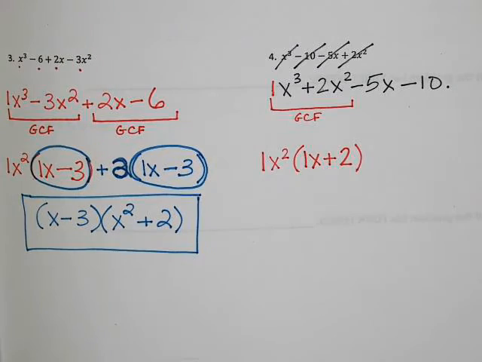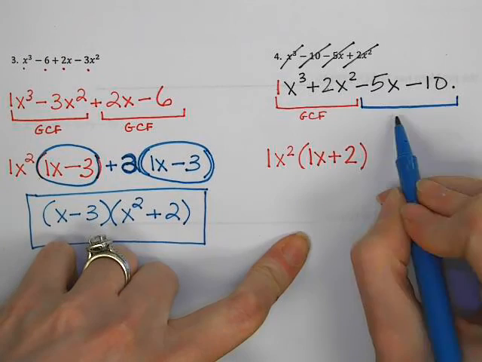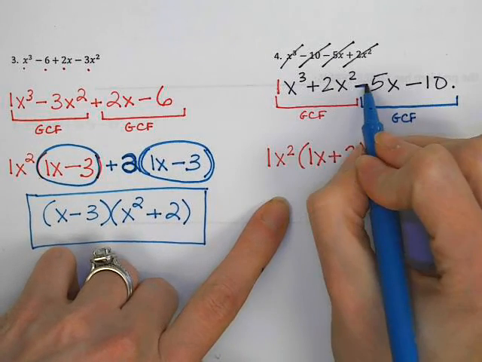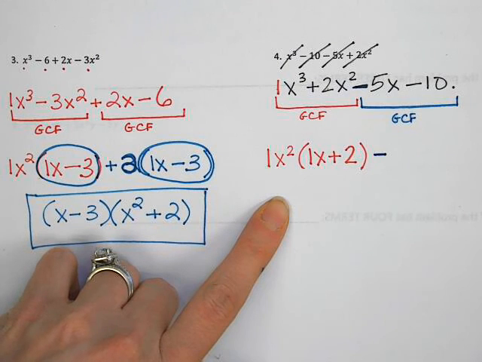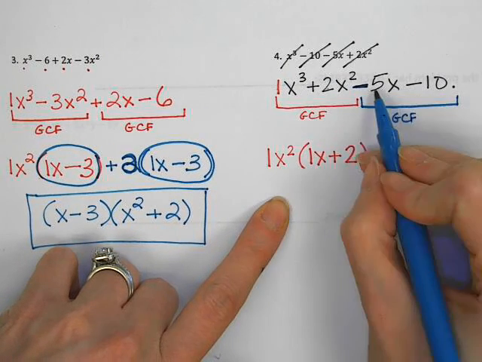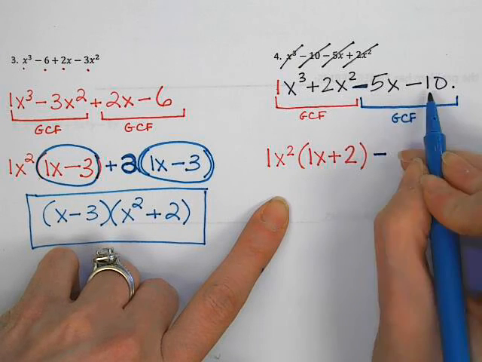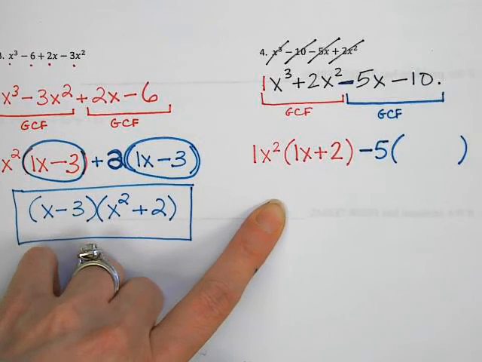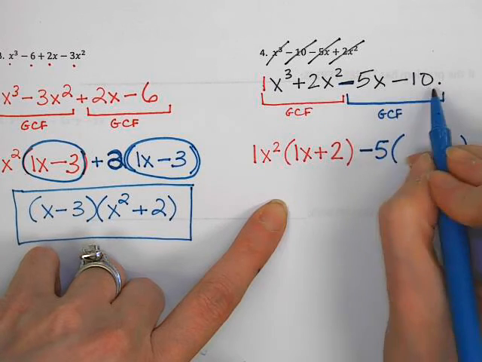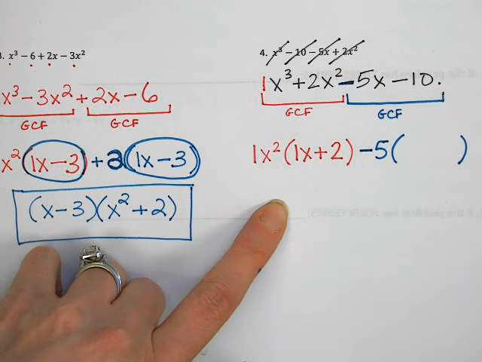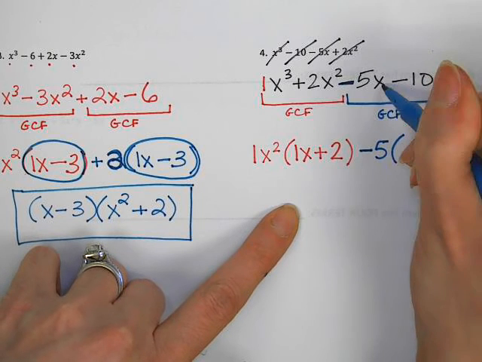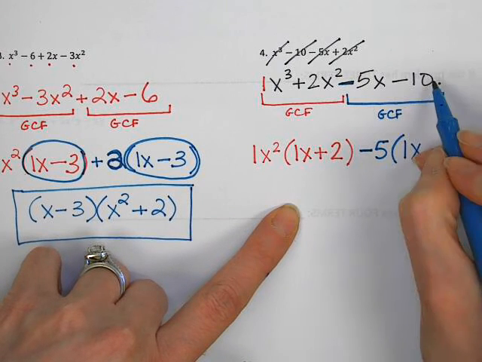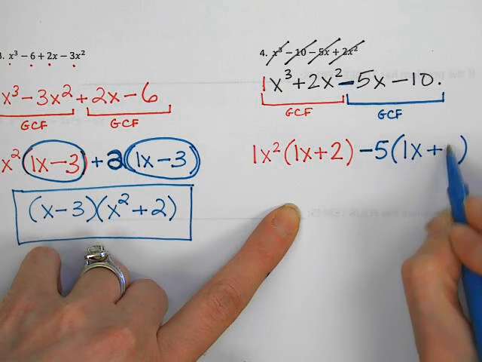Now we jump to the second pair, and we also pull out the GCF. Here's a hint: if the front one's negative, you always pull out a negative. What number divides into both 5 and 10? It's a 5, so we pull out a negative 5. They both don't have an x, so we cannot pull out an x. Let's divide. Negative 5x divided by negative 5 is positive 1x, and negative 10 divided by negative 5 is positive 2.